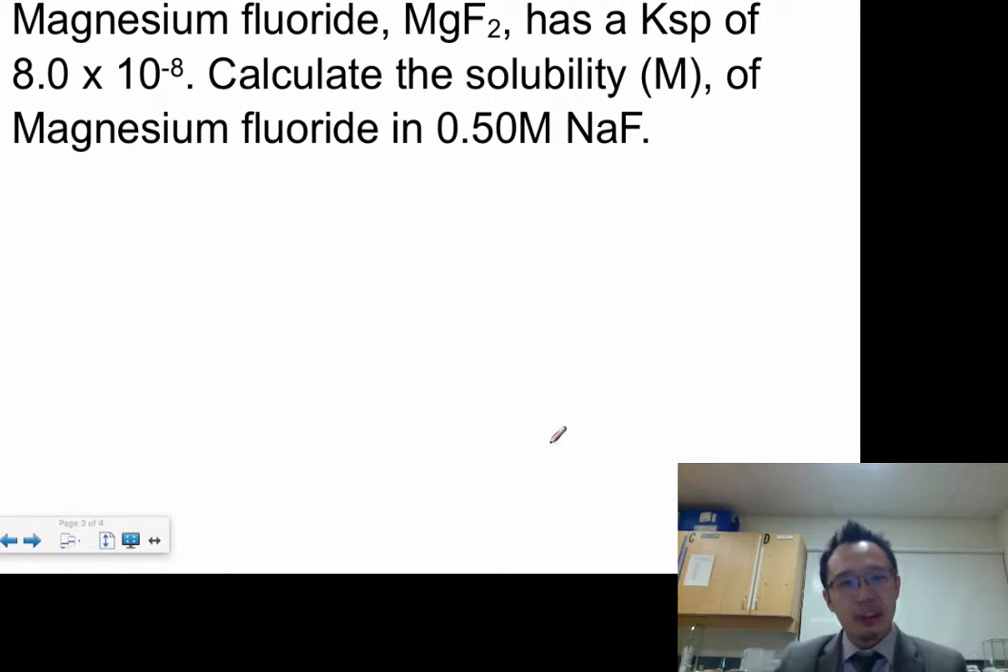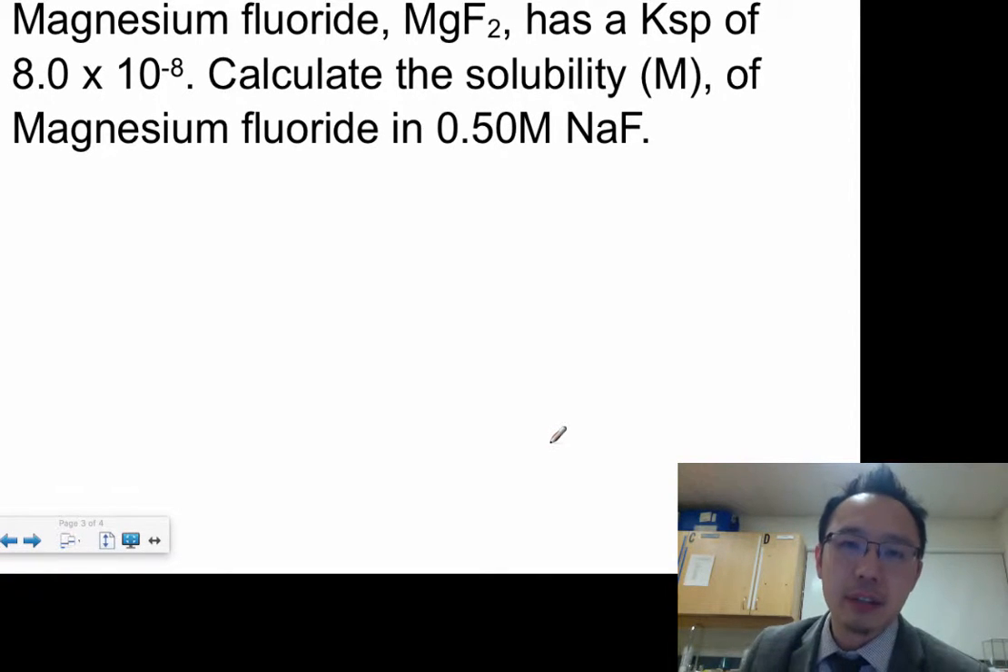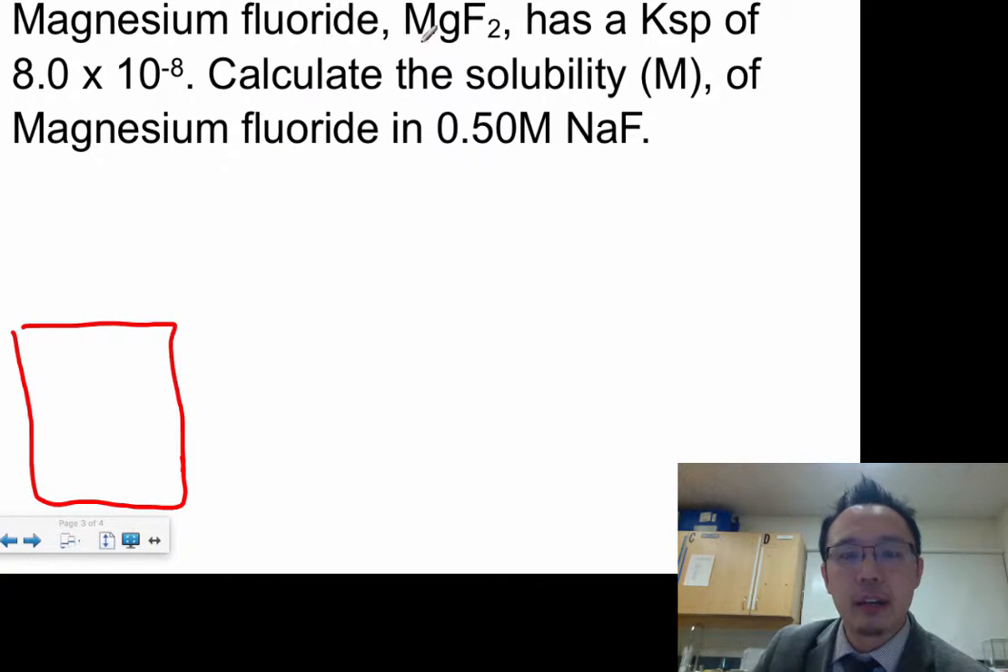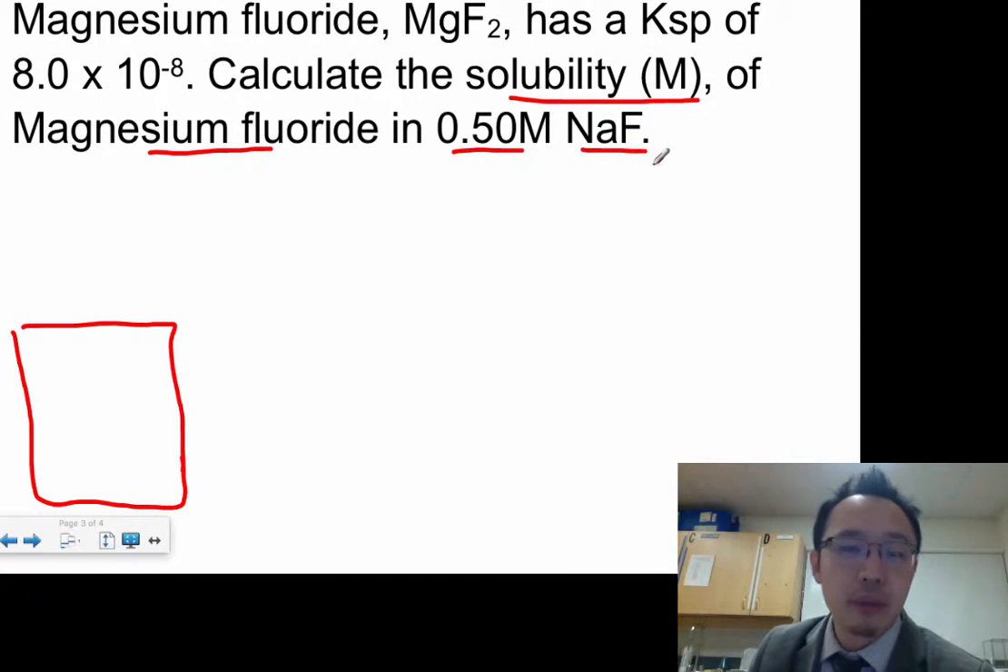Common ion problems are a very complicated thing to understand. So what a common ion problem is, basically, is that you start off with a solution, and in this question you have magnesium fluoride with a Ksp of this. Calculate the solubility, the concentration of magnesium fluoride in 0.5 molar sodium fluoride.